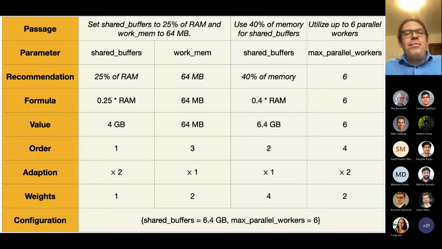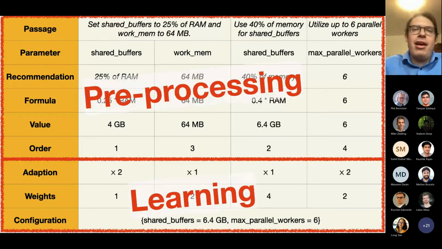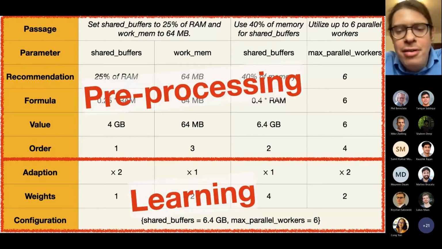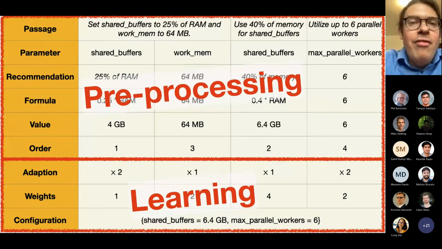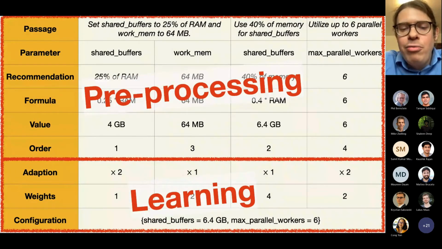And just to be sure, this upper part of the matrix has been generated during pre-processing. It does not change anymore over the course of the tuning session. The lower part of the table has been generated by reinforcement learning. So this will continue to change during the tuning session until time runs out. The agent will try out different values for those parameters, which lead to different configurations that it can evaluate.